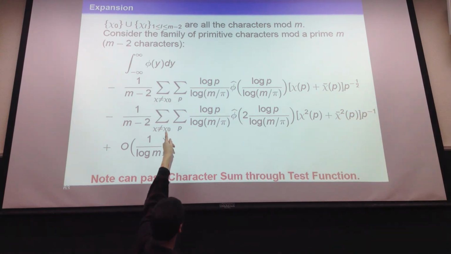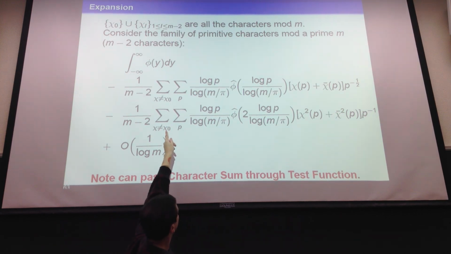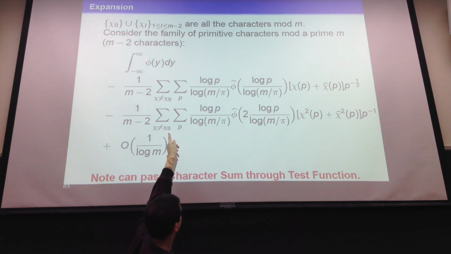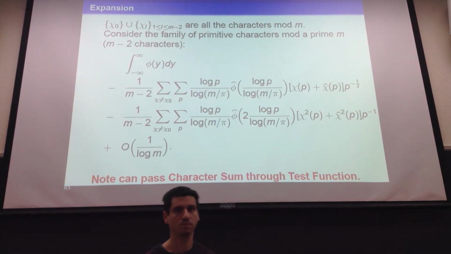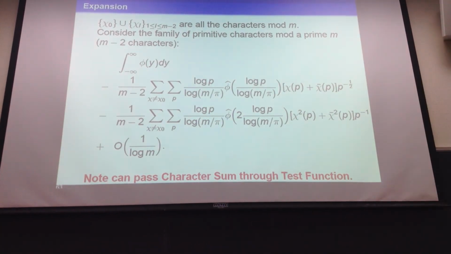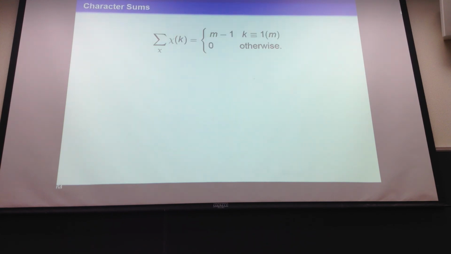We want to pass the sum of all the chi that are not chi naught through the test function to the characters. And this is where it's extremely nice that we're normalizing all of the zeros by the same thing. They all have the same scale. That makes life a lot easier. We can push the sum past the test function. And so now we just have to average the characters.